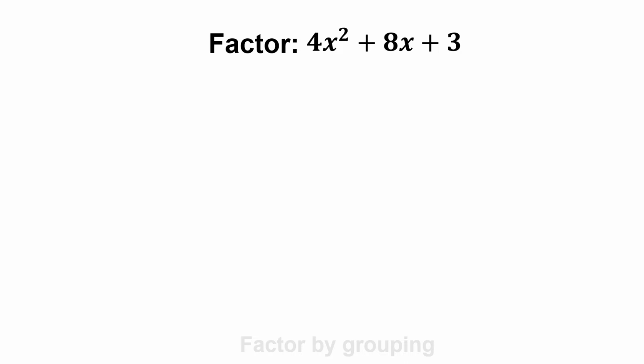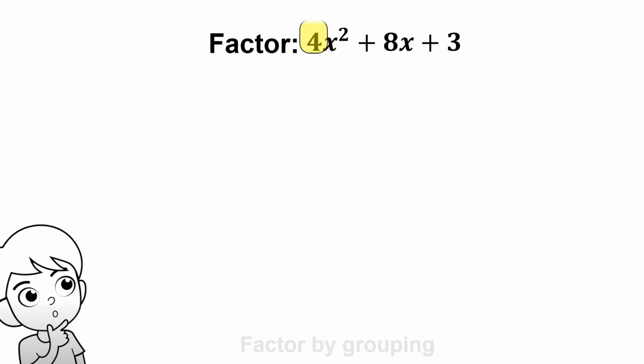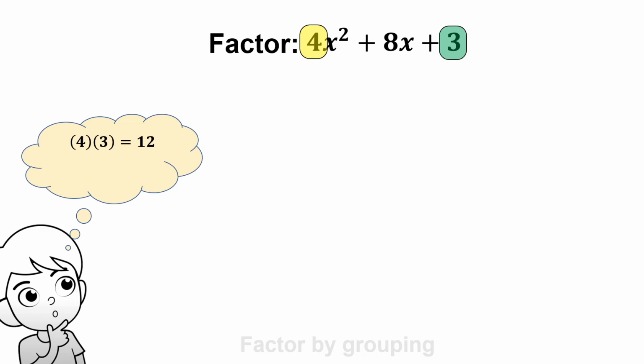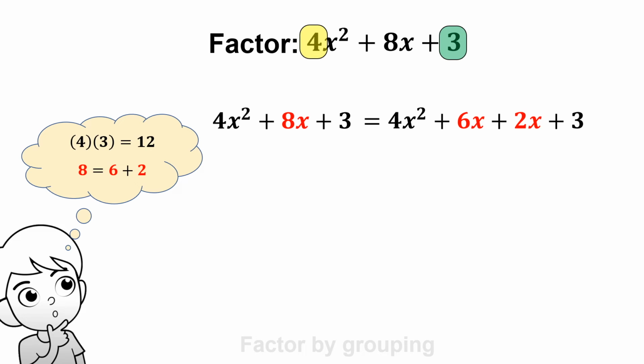Factor 4x squared plus 8x plus 3 by grouping. First, mentally find the product of the leading coefficient 4 and the constant term 3. Its product is 12. Then, think of two factors of 12 with sum equal to the linear coefficient 8. These are 6 and 2. Now, write 8x as sum of 6x and 2x, so that 4x squared plus 8x plus 3 becomes 4x squared plus 6x plus 2x plus 3.